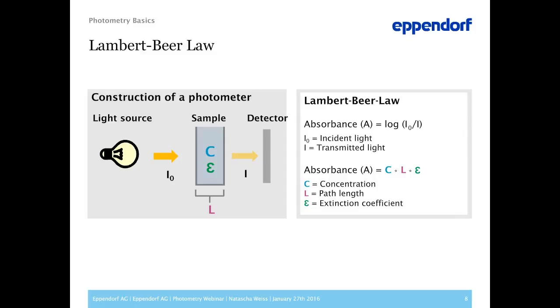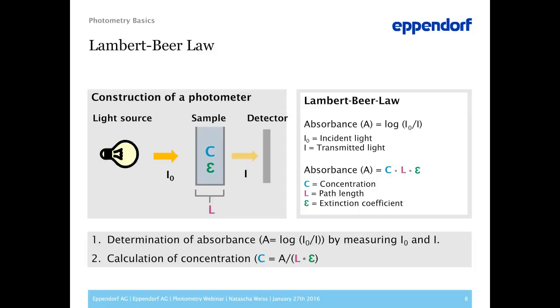The Lambert-Beer Law describes these correlations and represents thereby the basis for photometry. It is a combination of the Lambert's law, which states that the absorbance of a sample is directly proportional to the distance traveled by the light, and the Beer's law, which says that absorbance is proportional to the concentration of the sample. State-of-the-art photometers include software programs based on the reformed Lambert-Beer Law, which enable the direct calculation of the concentration of specific sample types.